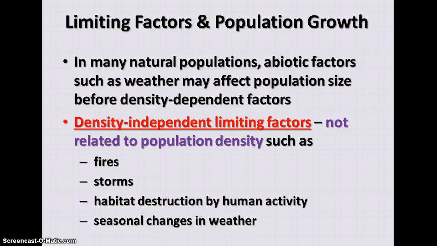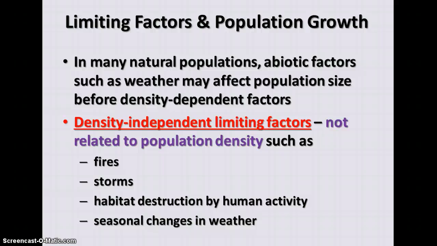In a lot of populations in nature, in ecosystems, there are other things other than living things that can cause population growth to slow or stop. And these would be called abiotic factors. That means not living. And so things like weather can affect it. So if you have something that isn't related to the population density, it's usually going to be something like fires or storms or habitat destruction. Changes in the weather, global warming, all of those things can be density independent limiting factors.